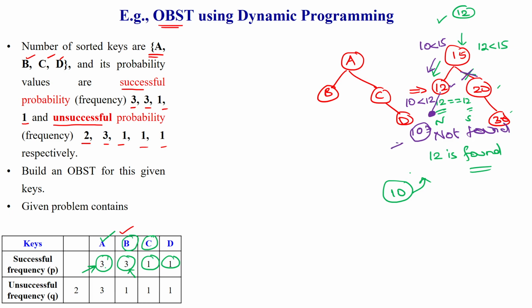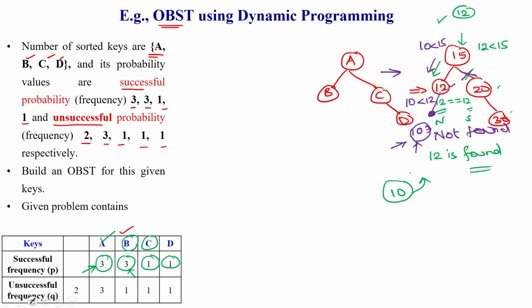So this is called unsuccessful frequency. The value which is not available in our given keys, or not available in the given binary search tree, should be reported as not found. If a value is not available, we have to return that the value is not found. That is called unsuccessful frequency.